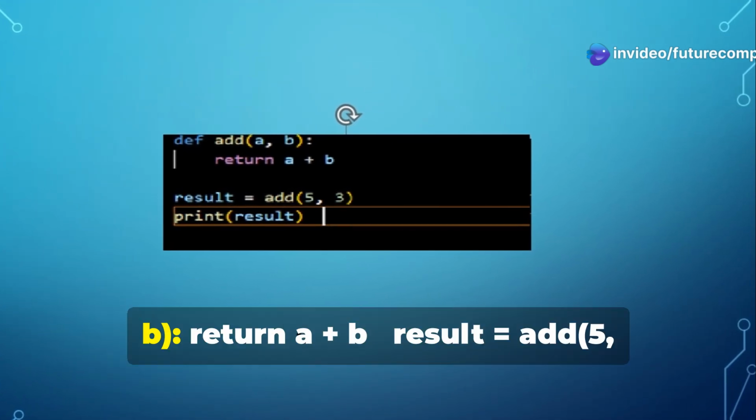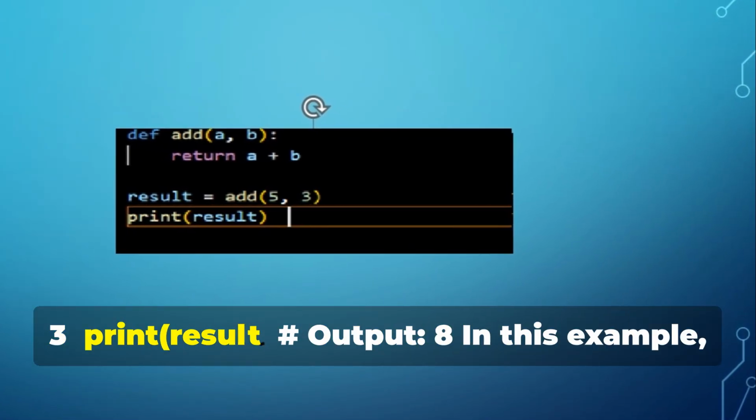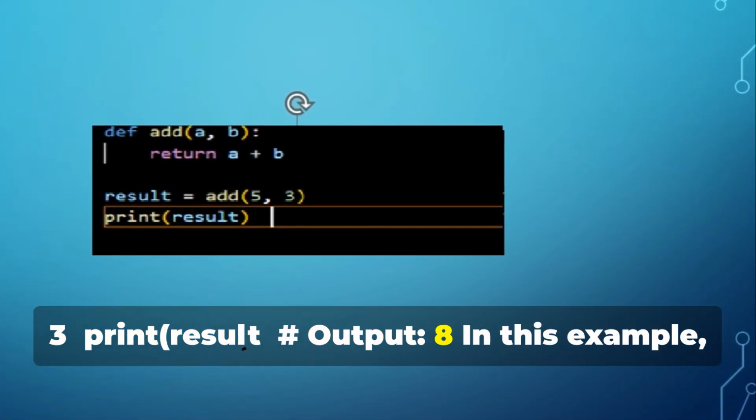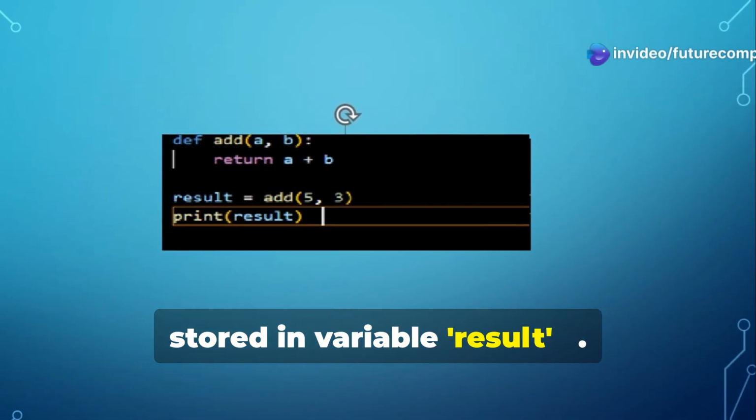Functions can also return values instead of just printing output. def add(a, b): return a + b. result = add(5, 3). print(result) # output: 8. In this example, the function returns a value that is stored in the variable result.